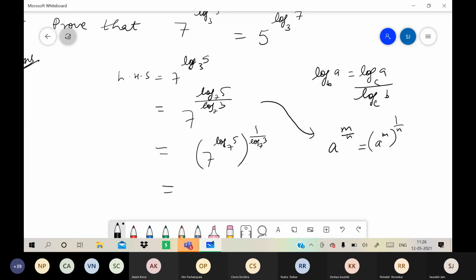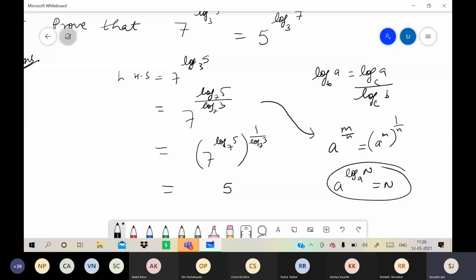Then we can use property 3, or which is that a to the power log a base a equals a. Ultimately it should be 5. Then it becomes 5 to the power of 1 upon log 7 base 3. Then use the reciprocal property. Very good.